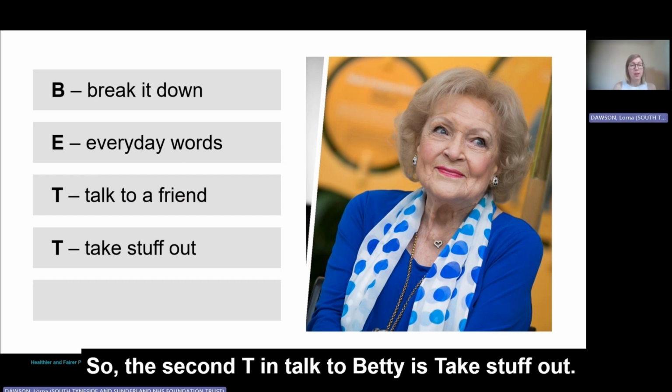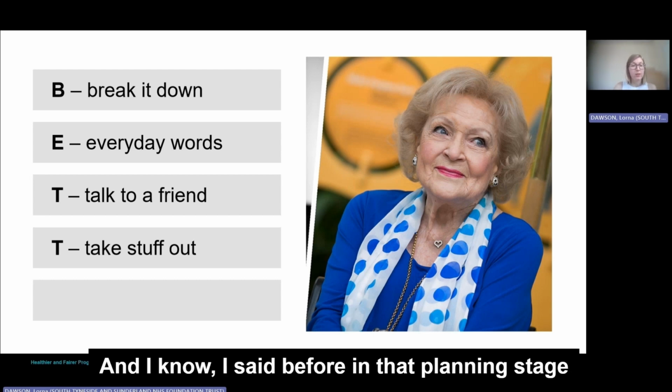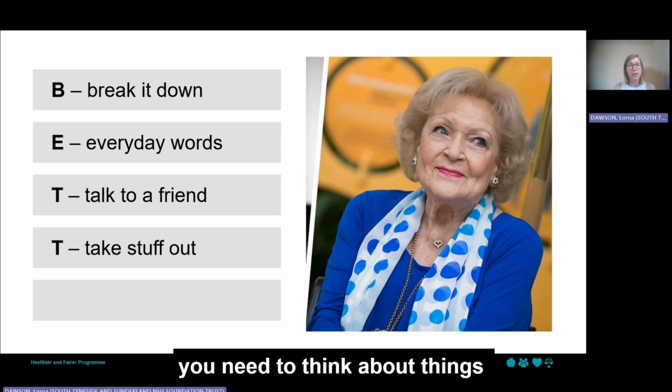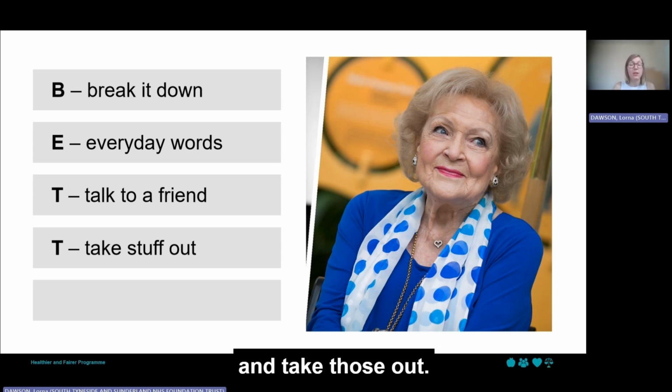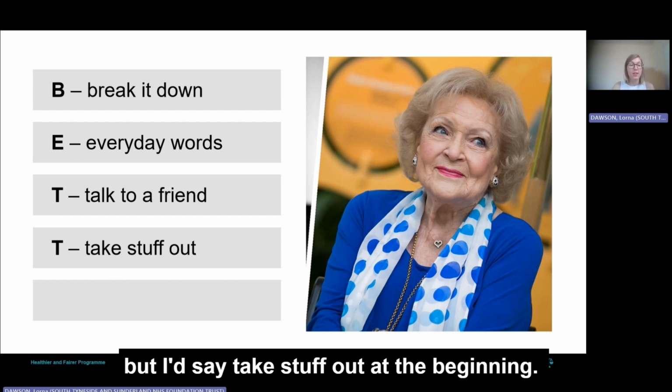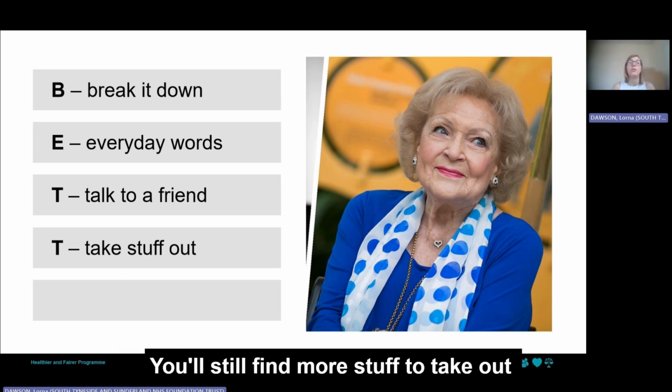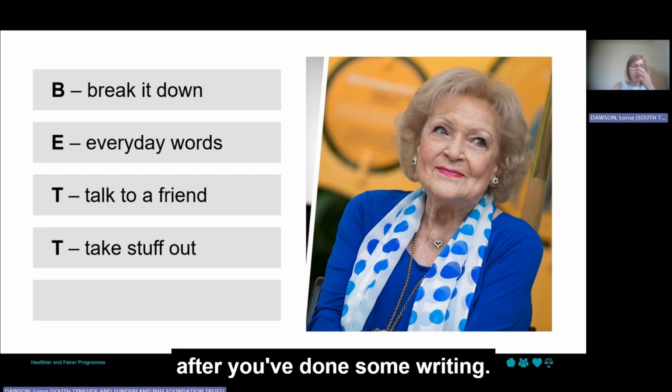So the second T in Talk to Betty is take stuff out. And I know I said before in that planning stage when we're thinking about writing, you need to think about things that Betty doesn't need to know and take those out. So I know this is repeating itself, but I'd say take stuff out at the beginning. You'll still find more stuff to take out after you've done some writing.